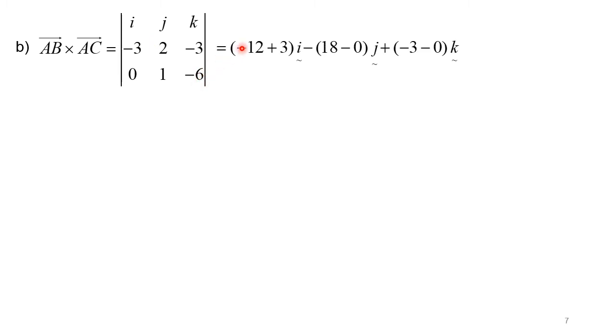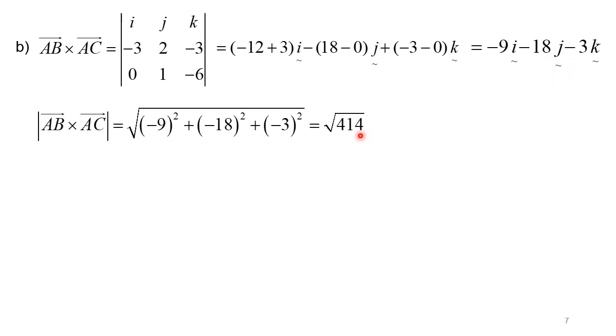And then next, after we find out AB and AC, we find out the cross product. So the cross product of AB and AC, this one is AB, this one is AC. So we expand and find out the cross product would be negative 9i minus 18j minus 3k. Okay, and then next, after we find out the cross product, we find its magnitude. So use the formula of magnitude, and we find out the magnitude would be square root of 414.